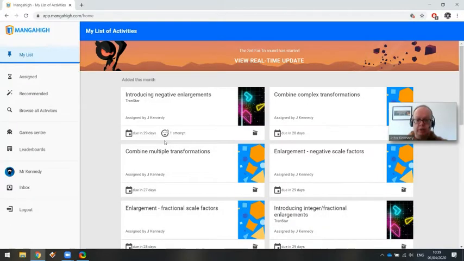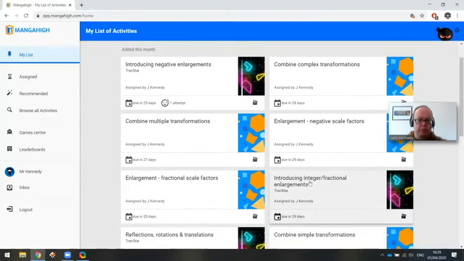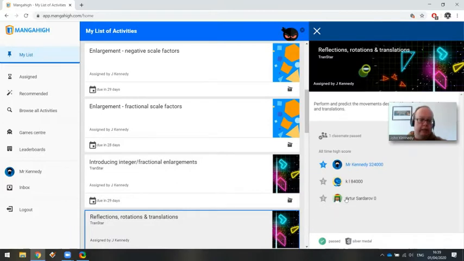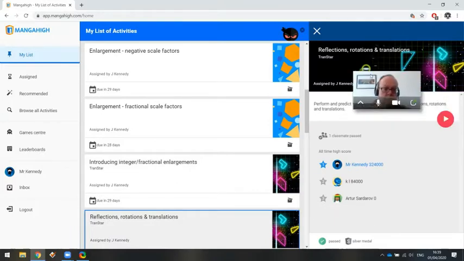And it's the ones I'm interested in, the ones that have this symbol here. They're called Transtar, I think. So we've got things involving negative enlargements. That's the more difficult one. There's also one about integer and fractional enlargements. That's sort of not quite as bad, but also more difficult. I want you to start with the one that says reflections, rotations, and translations. And I am going to start this up. There's the button.